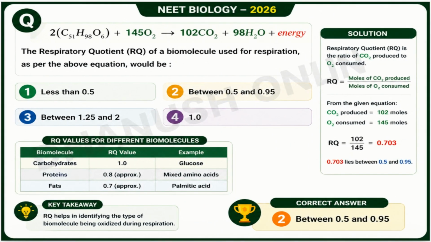To find the respiratory quotient, RQ, for the given biomolecule, we use the ratio of carbon dioxide produced to O2 consumed. From the equation, the RQ is 102 divided by 145, which equals approximately 0.703. This value lies between 0.5 and 0.95, which is characteristic of fat metabolism.